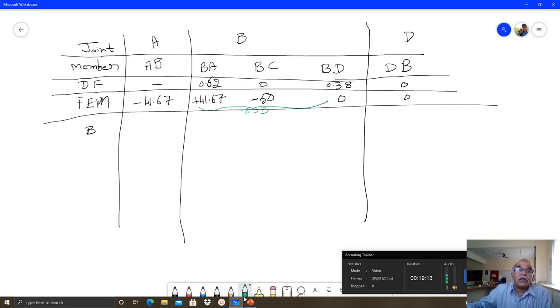Now this 8.33 should be distributed to the members at B in this distribution factor proportion. That means 8.33 into 0.62, it is 5.22. And here it is 0. And 8.33 into 0.38, it is 3.17.